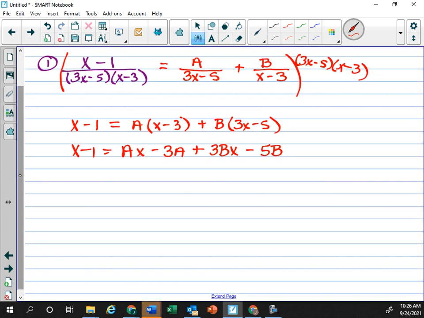Okay, I'm just going to move some things around on the right side. So the left side is still just x minus 1. Over here, I'm going to put the ax first, and then the plus 3bx next. I'm going to put the two things with x's next to each other. And then I've got minus 3a minus 5b. Literally just moving things around.